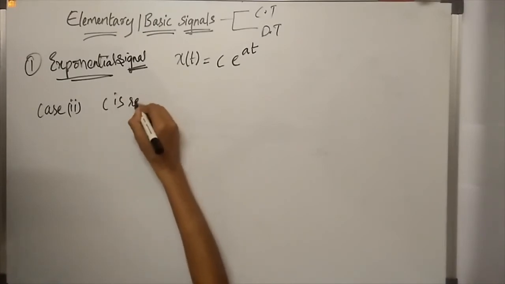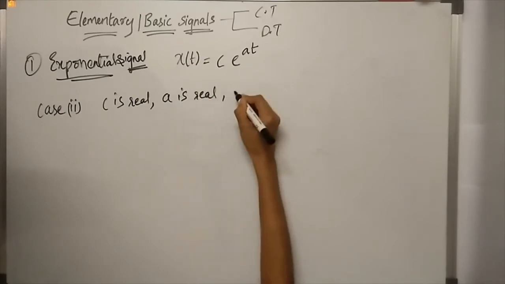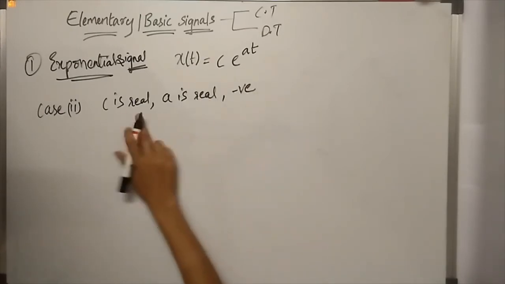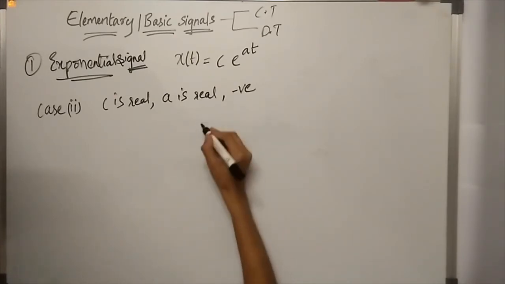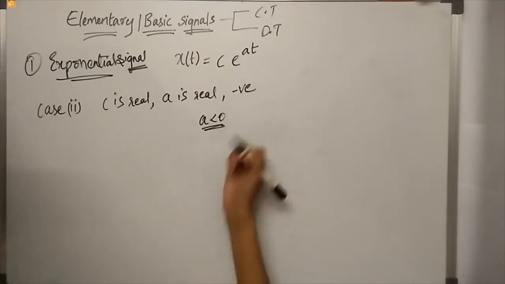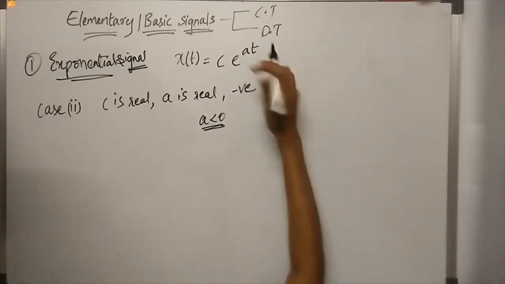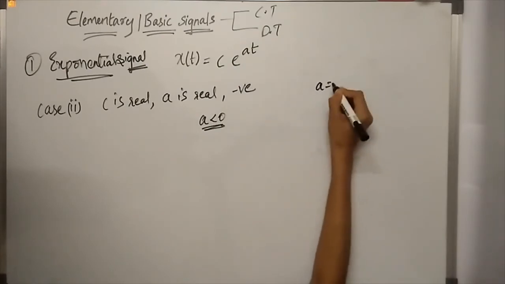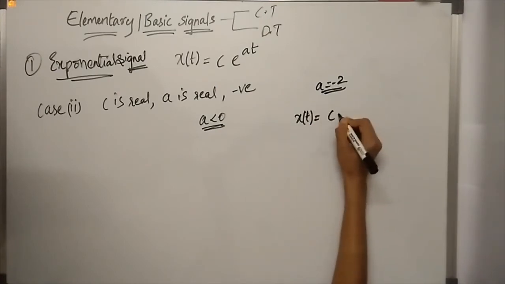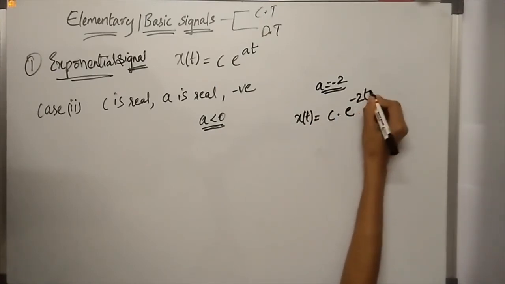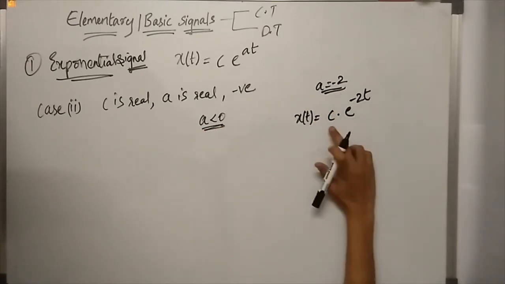C is real, A is real, and negative. I am assuming C is real, A is real, as well as negative. Okay, so A is negative as in A less than 0. So I can write the signal now. A is negative here. Let's assume A equal to minus 2. So x of t equal to c e power of minus 2t. I'm assuming A is less than 0, A equal to minus 2. So I can plot this.